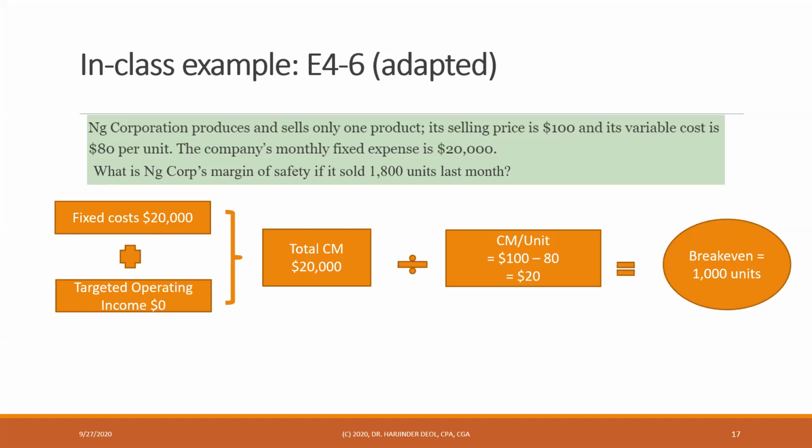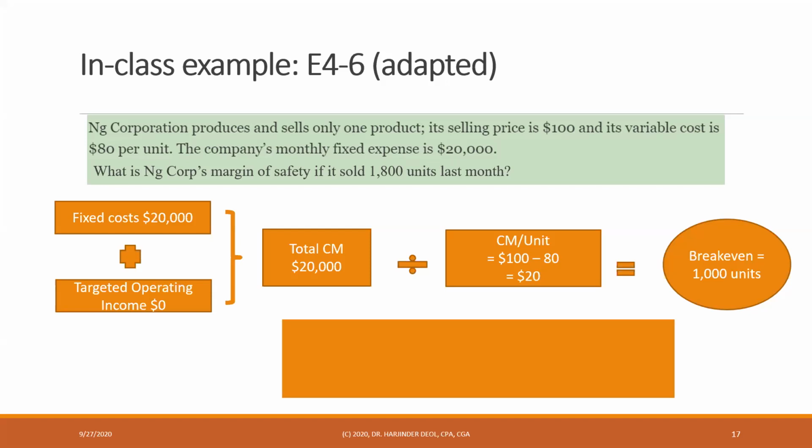But we also know that their current sales is at 1,800 units. So we are calculating our margin of safety. Our margin of safety is the current sales minus your break-even sales. Currently we are selling 1,800 scarves and our break-even is 1,000 scarves. So that means the company's safety net is 800 units. If they lose sales over 800 units, then they will start incurring losses.